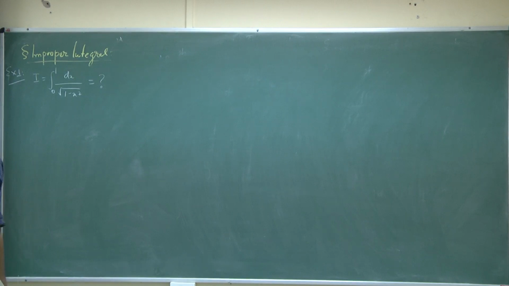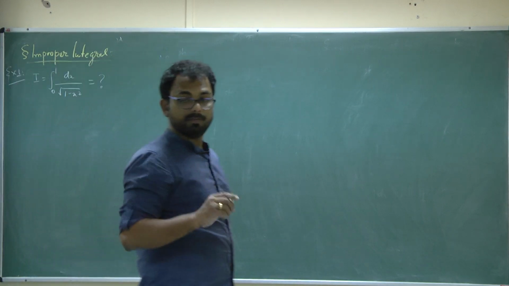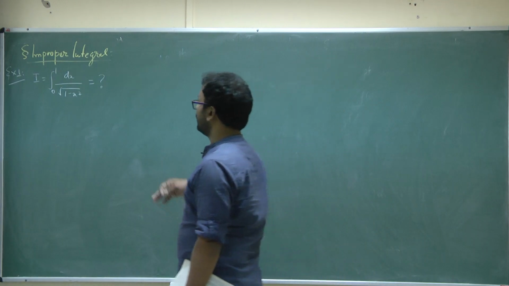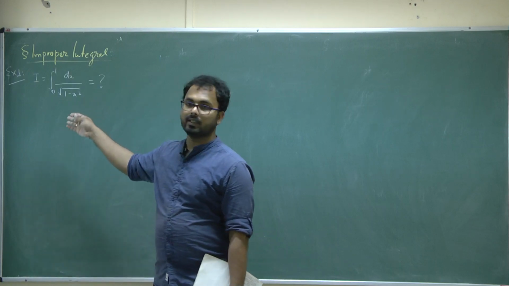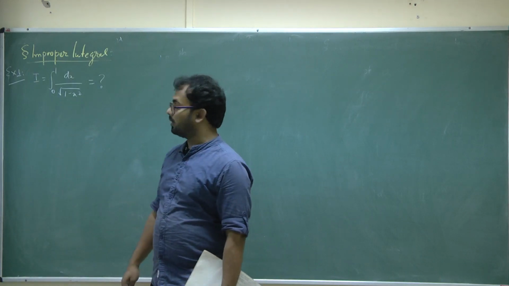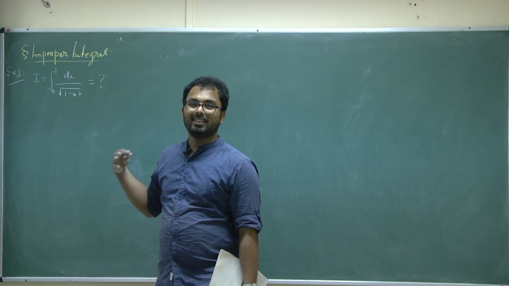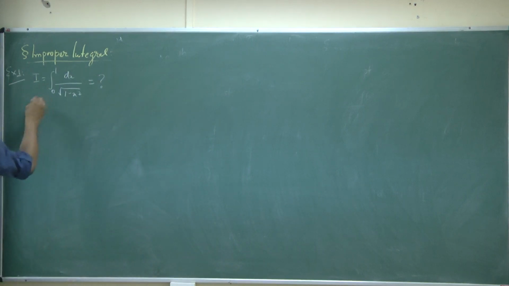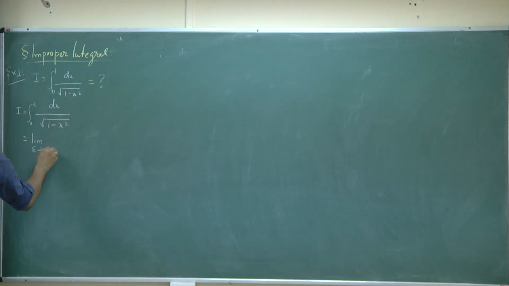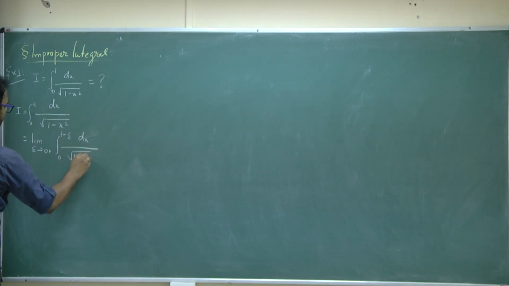So obviously this integral is an improper integral, where one of the endpoints is becoming infinite, right. So here in this case at the right endpoint, that means when x is 1, this integral is undefined, or it has an infinite point of discontinuity. So then what we can do? First of all, we can write I, which is integral from 0 to 1 dx by square root of 1 minus x square, as limit epsilon going to 0 positive, 0 to 1 minus epsilon dx by square root of 1 minus x square.